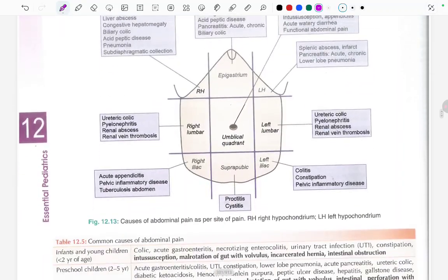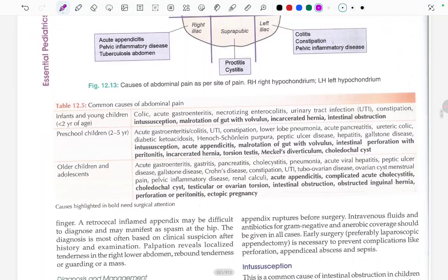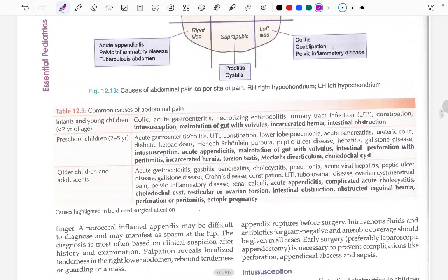Let's look at the table first. In this table, there are common causes of abdominal pain which are written. Let's go through this table once. Infants and younger children less than 2 years of age, if they present with abdominal pain, it can be colic, acute gastroenteritis, necrotizing enterocolitis, urinary tract infection, constipation, intussusception, malrotation of gut with volvulus, incarcerated hernia, and intestinal obstruction. The things written in black are emergencies.